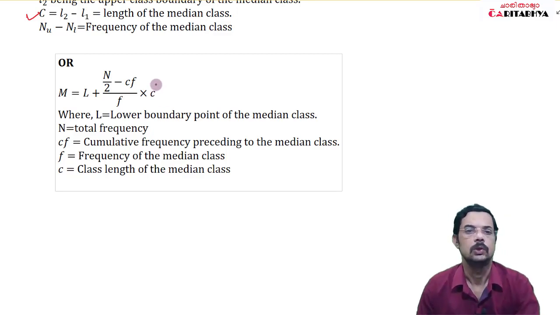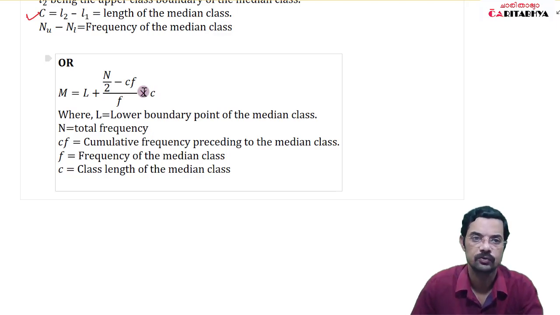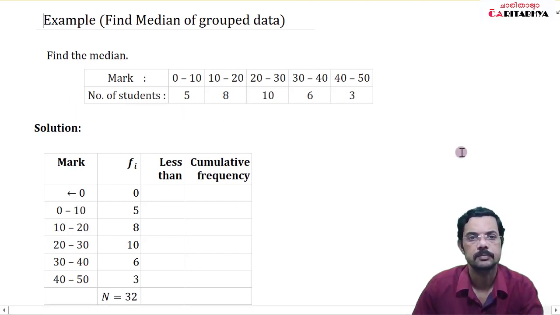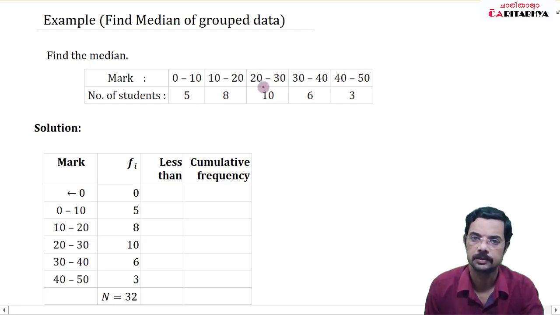Okay, so let us understand how to use this formula through an example. Consider this example: find the median. Here the marks are given, and the number of students, the frequency of each class, is also given. This is the class: 0 to 10 has 5 students, 10 to 20 has 8 students, 20 to 30 has 10 students, and likewise.